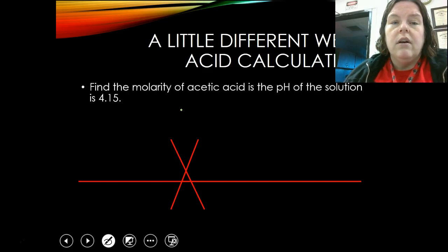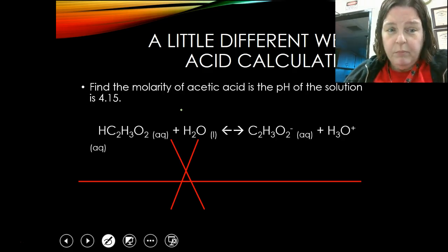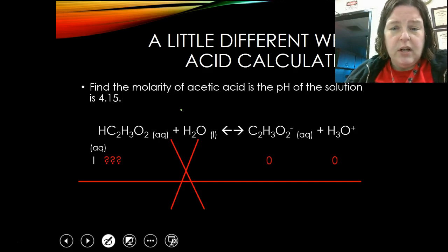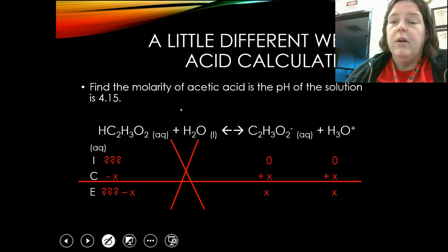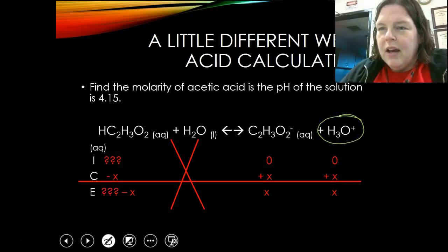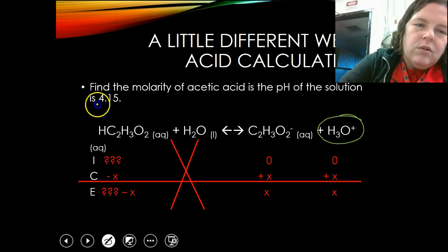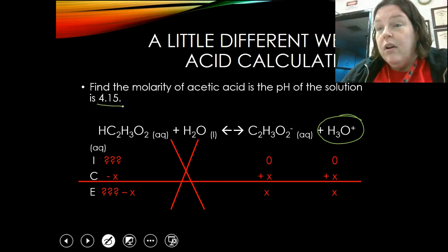Okay, so find the molarity of acetic acid if the pH of the solution is 4.15. Now that's pretty important. So here we go. We have an acetic acid solution. We have an ice table. We don't know what the concentration is. We know we want to change it by minus X, and we know that we have these four things. But we do know this concentration. How do we know that concentration? Because it's right here. Remember, I can go backwards in my calculation and figure out the concentration.